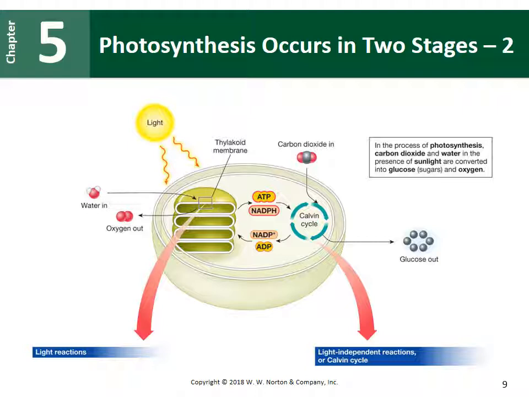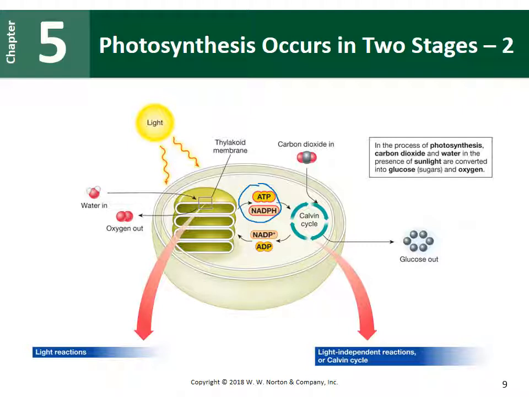So what this looks like in our chloroplast. So here we have our sunlight coming in at the top. We have water that's also coming in. That water is going to donate hydrogens or electrons, which are used to create our energy molecules, the ATP, the NADPH. Then oxygen is going to be released as a byproduct or a waste product. So that is our light reaction.